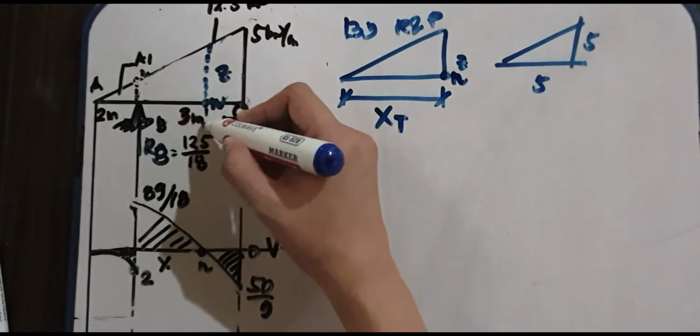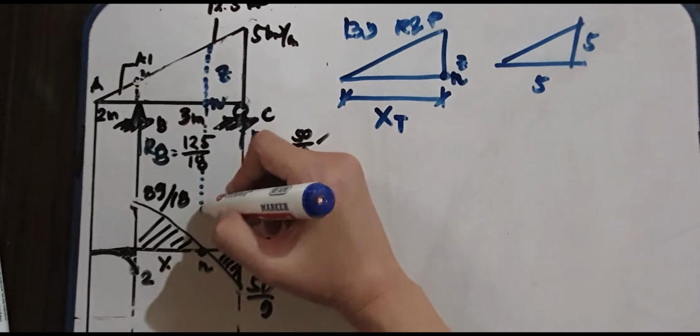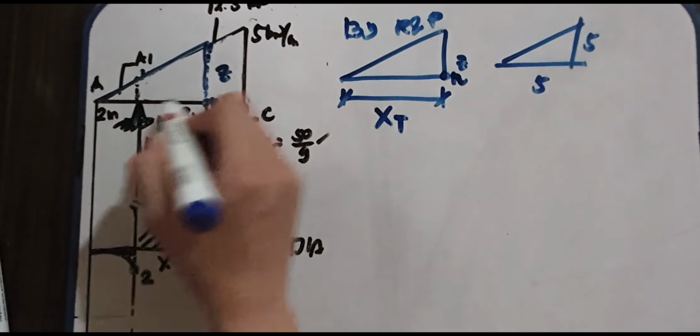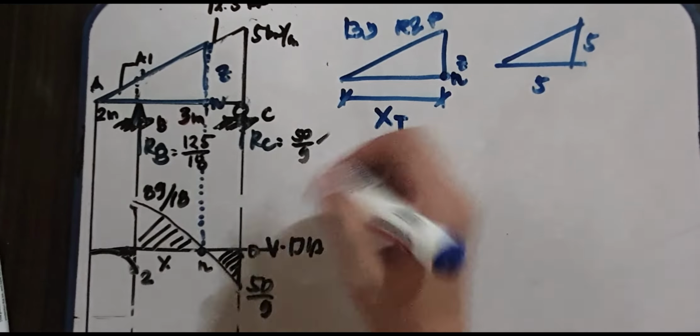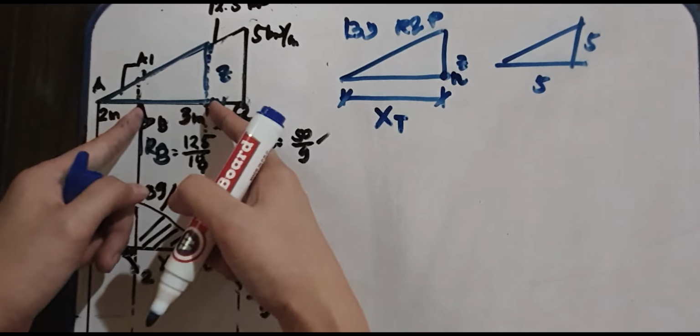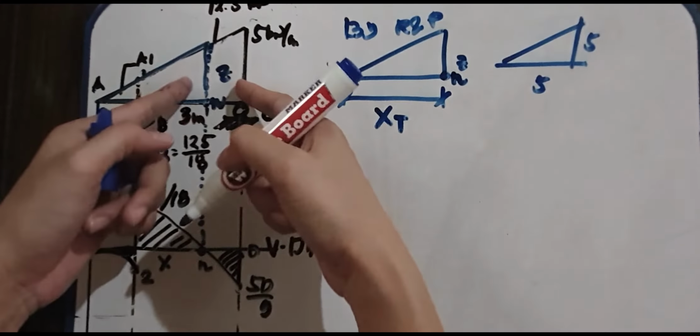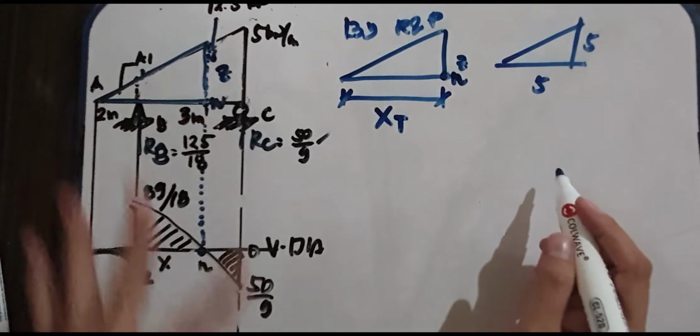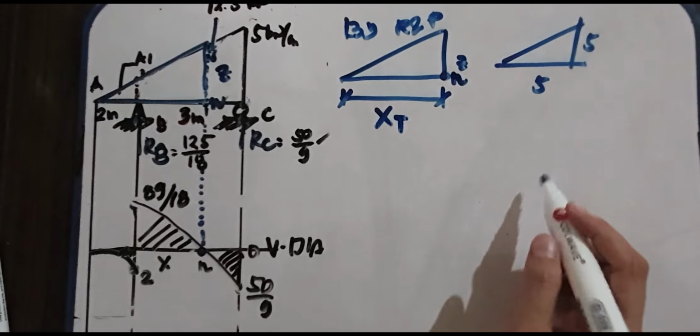Ipa-plot lang natin siya dito. Ipa-connect natin dito sa load of areas natin. So, ito na yung triangle na in-isolate ko. Okay, so ito na yun. So, this is your X total kasi ito yung X natin. Okay, this is your Z. It doesn't mean na ito yung resultant natin, dyan matatagpuan yung Z natin.